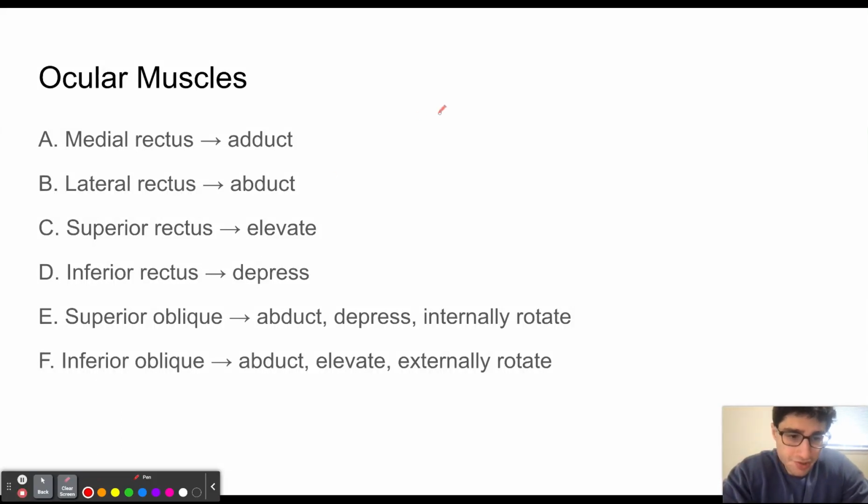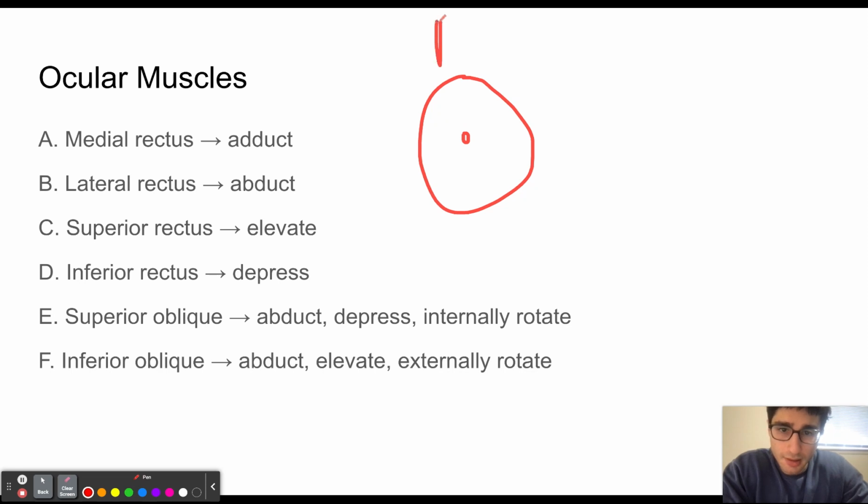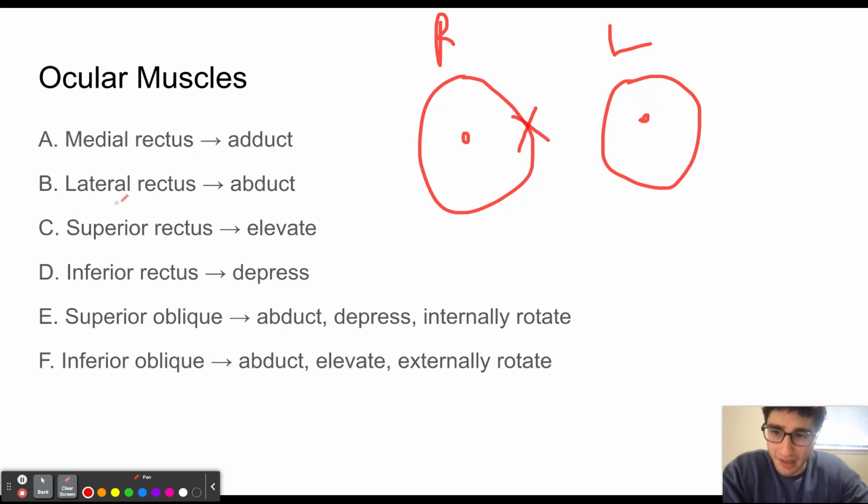The function of ocular muscles is to help our eyes move. Now, let's say that this is the right eye, and let's say that this is the left eye. If there was damage to the right medial rectus, the right eye would not be able to adduct. If there was damage to the right lateral rectus, then the right eye would not be able to abduct.